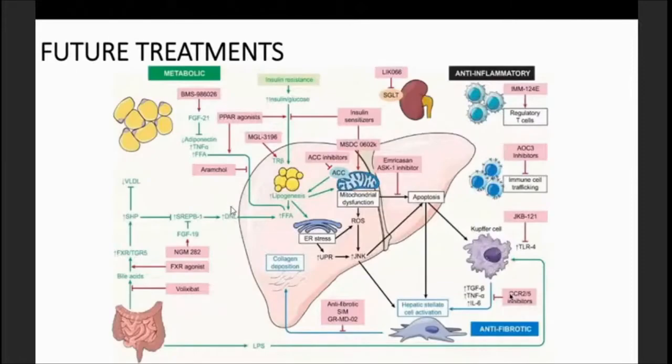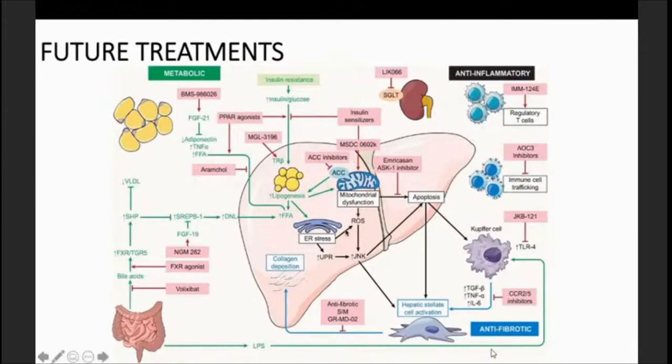The future treatments. So the whole liver picture is seen over here, and what all targets could be targeted over here. To begin with, we have the ASK1 inhibitors, apoptosis signal regulating kinase, which reduces apoptosis and oxidative stress. And ACC inhibitors, the acetyl-CoA carboxylase, which is a very complex and multifunctional enzyme system which catalyzes the carboxylation of acetyl-CoA to malonyl-CoA, the rate-limiting step in fatty acid synthesis.